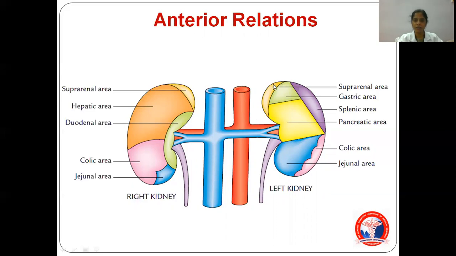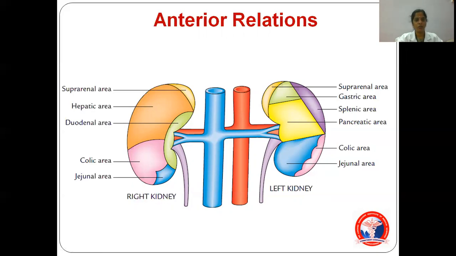On the left side, we have the suprarenal gland. We have a gastric area. That means the stomach is related here. We have the splenic area. So the spleen is related here. Then this is the relation of the pancreas. Then we have the colon and jejunum. So these are the relations anteriorly.